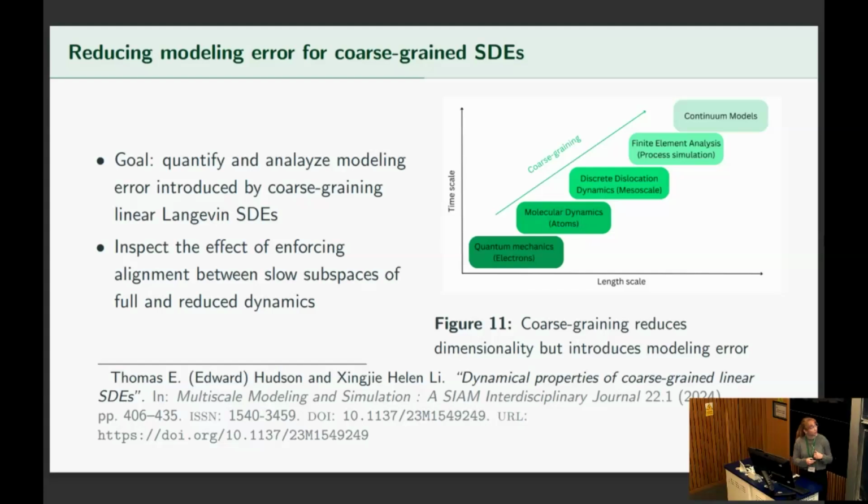And I'm specifically trying to quantify and analyze the modeling error that's introduced by coarse graining, as well as trying to come up with informed ways for selecting the variables that we use for our coarse grained model. So how to most efficiently make a reduction in degrees of freedom. And we're doing this by inspecting the effect of enforcing alignment between the slow spaces, where most of our dynamics evolve.